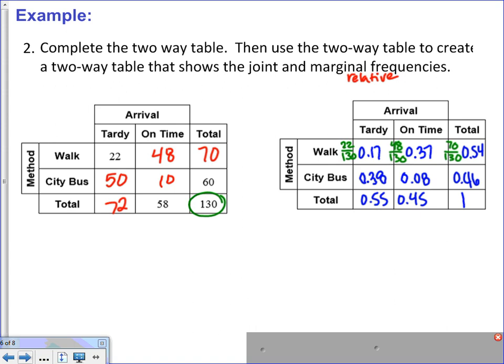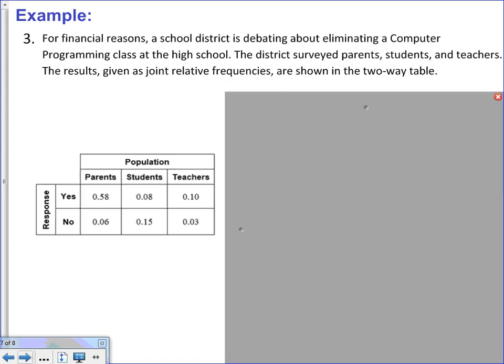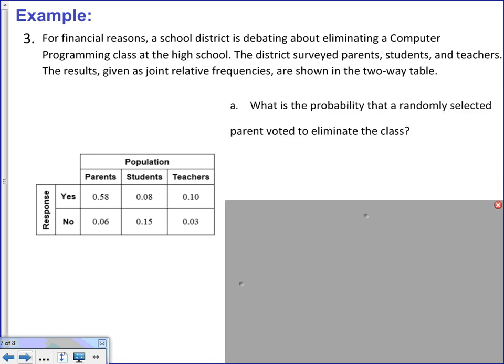Okay. The last example that I want to show you really quickly is a relative frequency table that's already been calculated for us. So notice that in the entry spots, we have decimals already. Okay, so we're not counting up the parents and teachers, we just know their probabilities. And part A asks you the question, what's the probability that a randomly selected parent voted to eliminate the class?